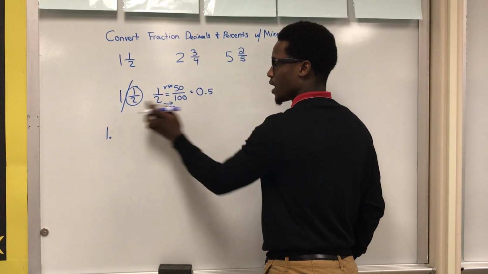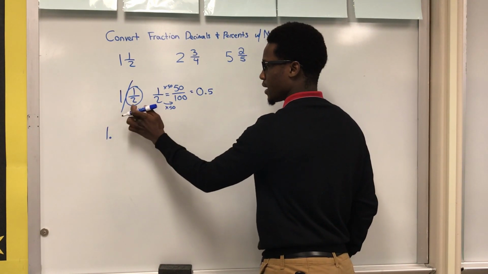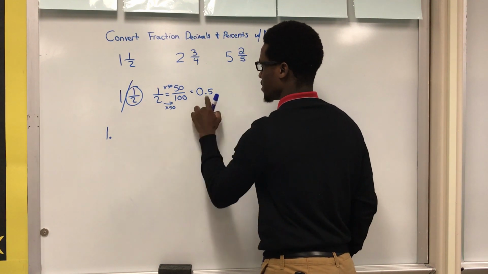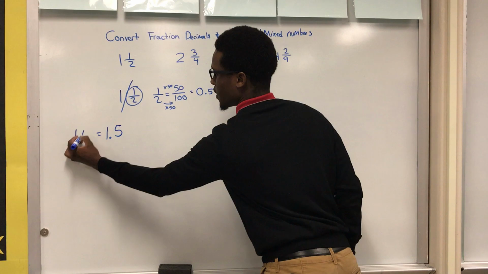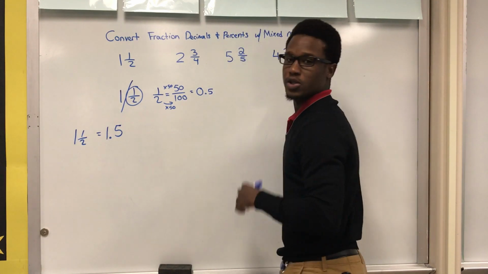I already have my whole number here. Now I just need my decimal, which is going to be 0.5. So 1 1/2 is going to be equal to 1.5.